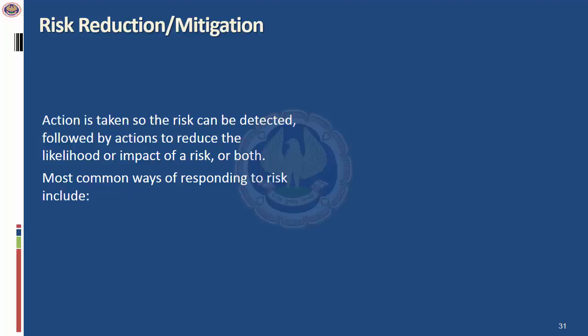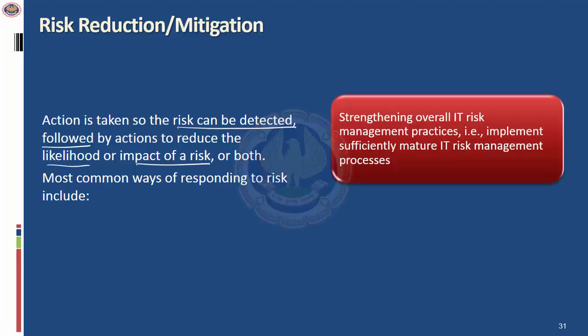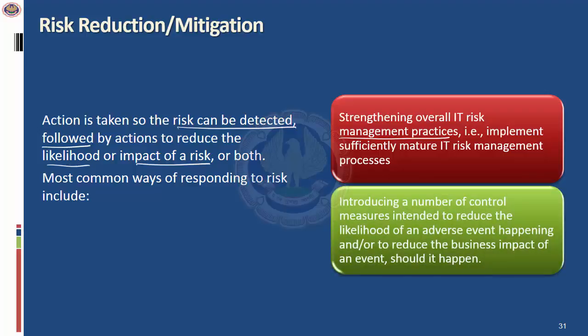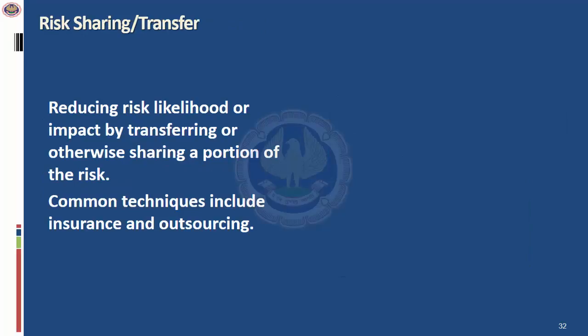So risk reduction or mitigation, this is what I said is done mostly. Action is taken so the risk can be detected, followed by actions to reduce the likelihood or the impact of the risk or both. This is the most common way of responding to risk, and this is what is extensively used. So how do you do that? You do this by implementing the appropriate risk management practices. So it means you implement the right level of controls. You also introduce control measures as required to reduce the impact of the threat or to reduce the vulnerability.